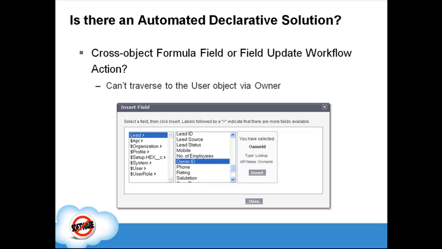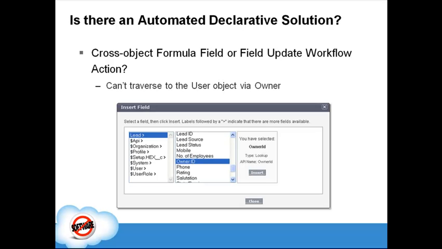Another place we looked was to include the owner's user data on the lead via a cross-object formula field. Unfortunately, you cannot traverse up to the related user object via the owner field on the lead. The screenshot here shows that it ends with the owner ID. We tried the same thing in a workflow rule that performed a field update but ran into the exact same problem when attempting to access the user object via the owner field.